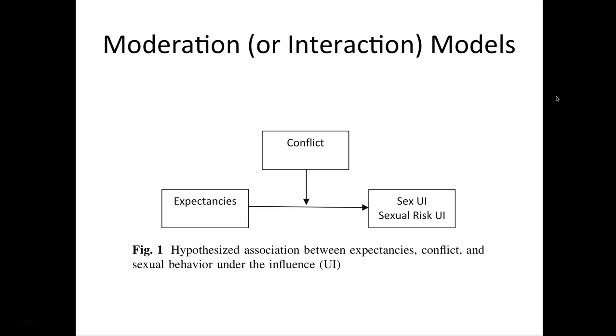And so in this situation, we hypothesized that expectancies, sexual expectancies of drugs and alcohol, would have an effect on sex that people had under the influence, how much sex they had under the influence, and how much sexual risk they engaged in under the influence. But we thought that the role of conflict, this conflict variable, would influence the relationship between these two variables. So in other words, these two independent variables will interact to predict this dependent variable.